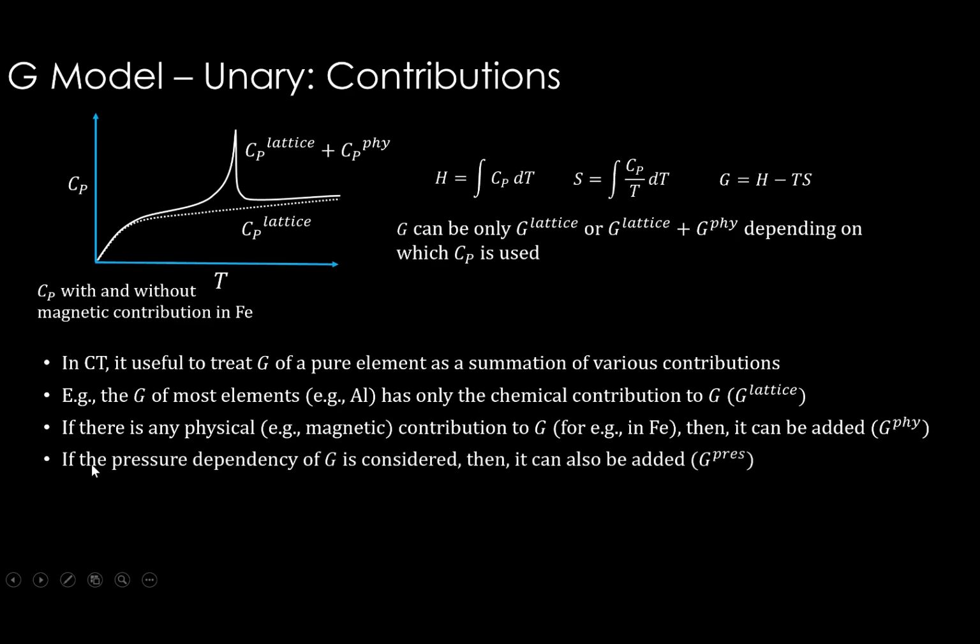Similarly, if the pressure dependency of Gibbs energy is considered, then it can be added as another term, G pressure. So we need to have models, equations for each of them now. This is how all of them can be combined, and G of a phase, G of a particular element in a particular structural state, can be expressed.